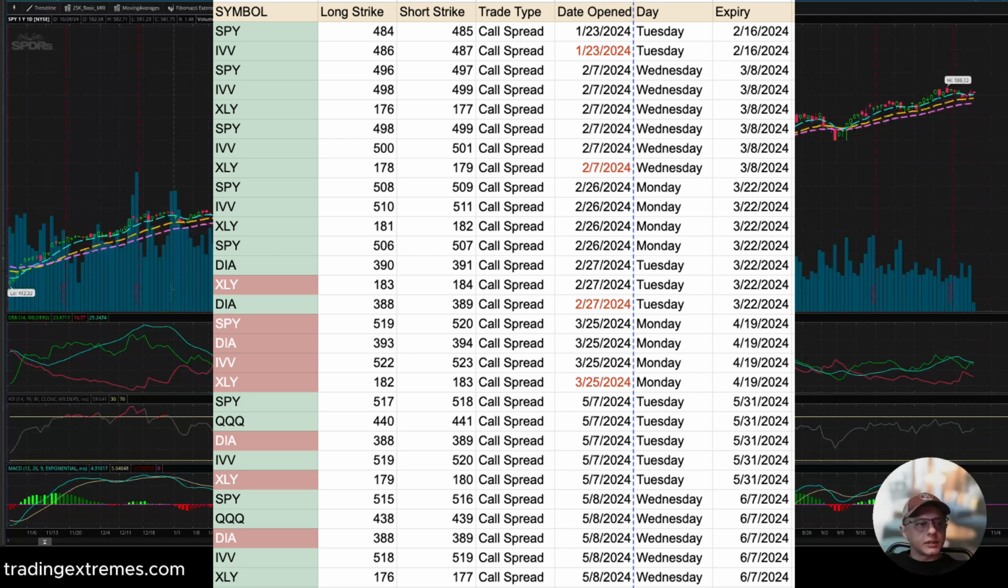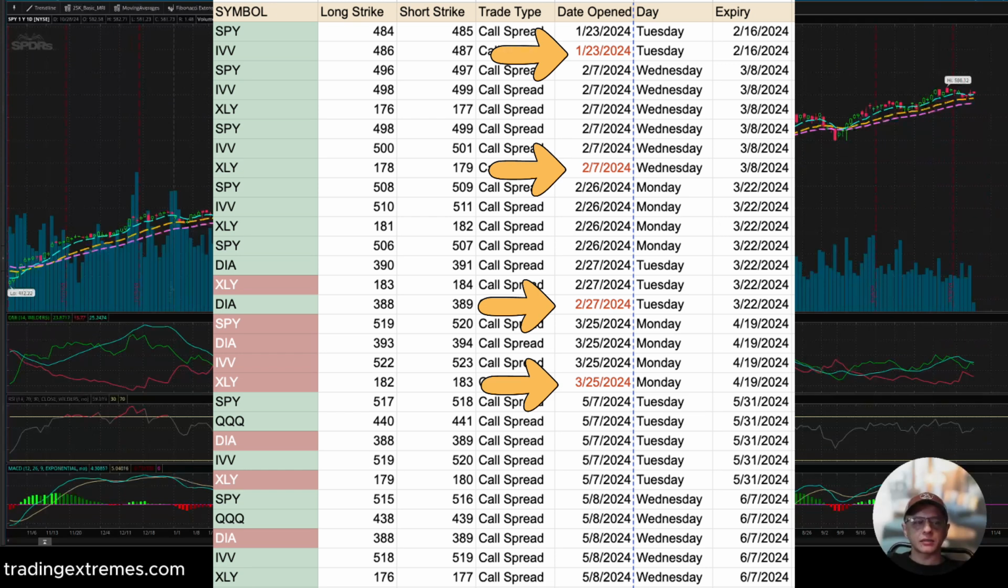So if you notice, there are some numbers, this column, date opened. I've gone through this in the past, how this sheet is laid out. It's very simple. You have symbol, long strike, short strike, trade type, call spread or put spread. Those are the only two trades I take. Expiration.